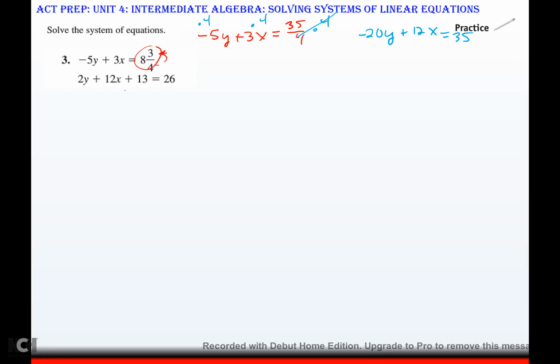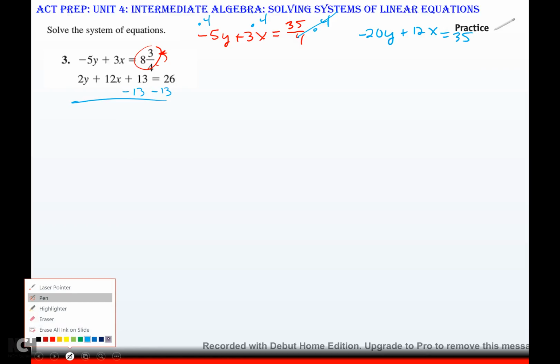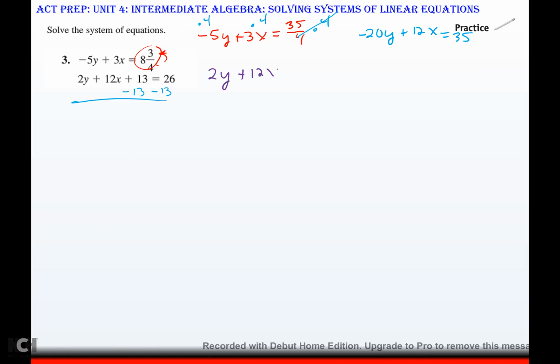My bottom equation, I got to move this guy over and put everything in order. So that guy is going to end up being, well, it'll be 2y plus 12x equals 13. And then I got to switch these guys. Oh, no, I don't, because this guy's got y first too. So never mind. So I have 2y plus 12x equals 13.